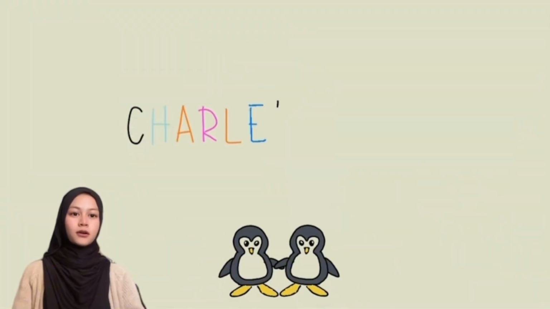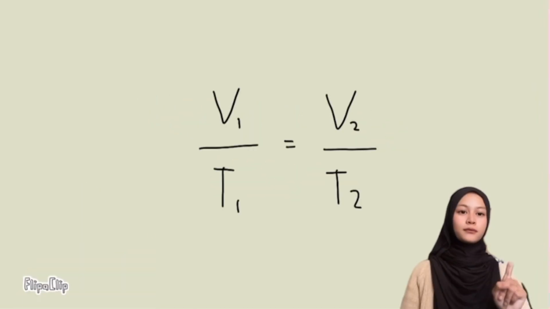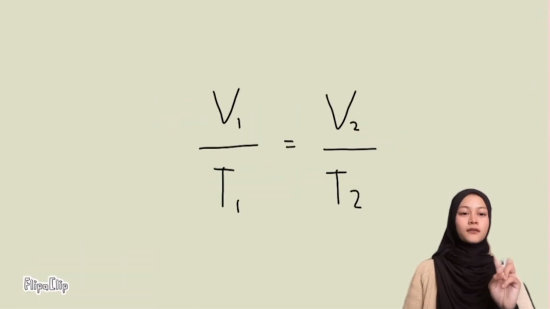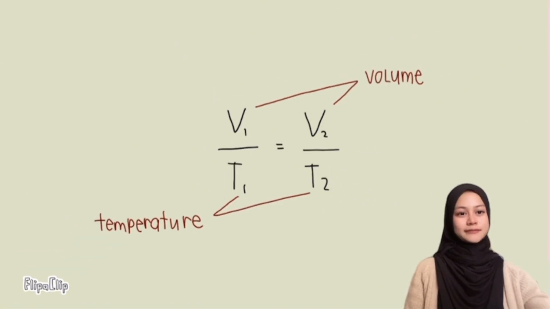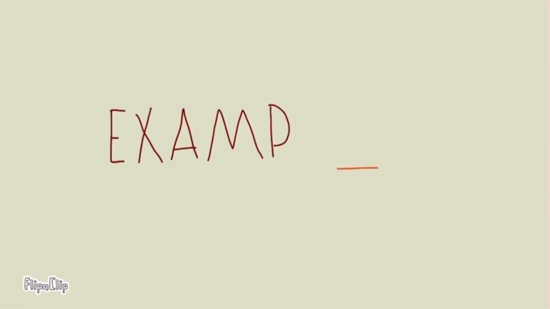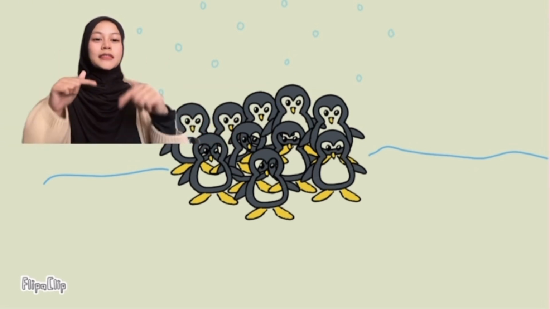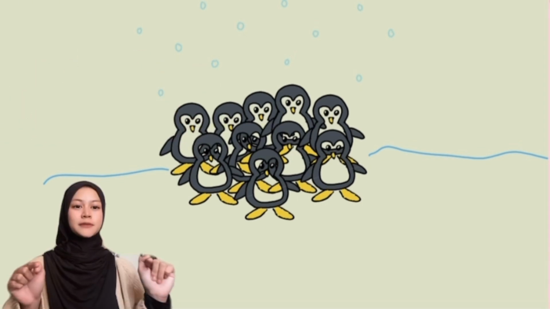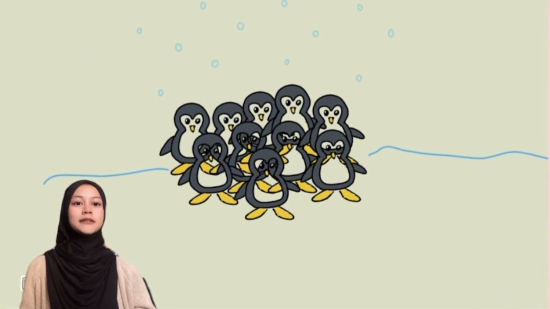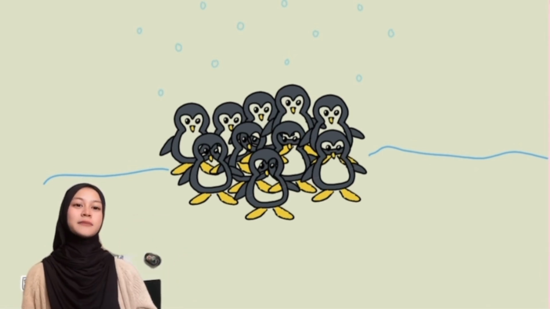This is the second gas law, which is Charles' law. So, let's move to the formula. It is V1 over T1 equals V2 over T2, where V is the volume and T is the temperature. This is the example that I made. As you guys can see, these few kid penguins represent gas molecules that fuse together during low temperature. The space between the penguins is actually the volume, and the rainy weather represents the temperature. So, let's watch this animation together.